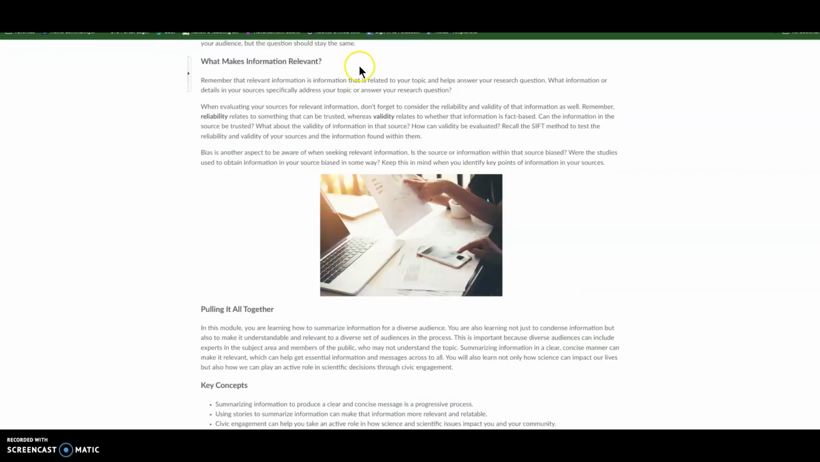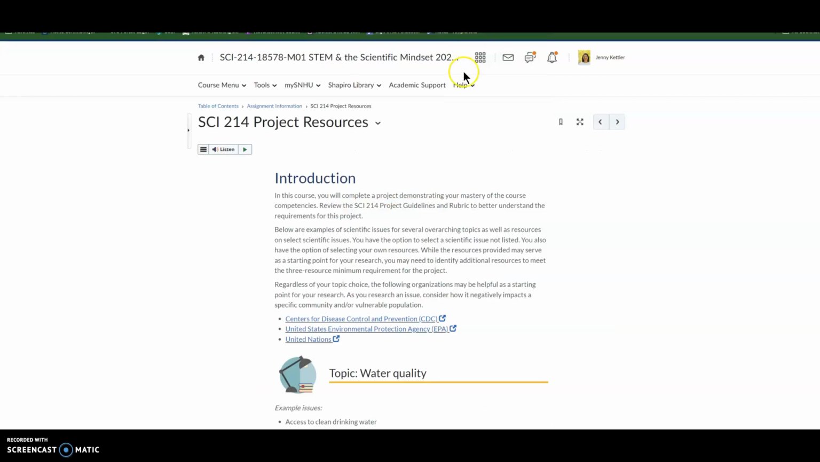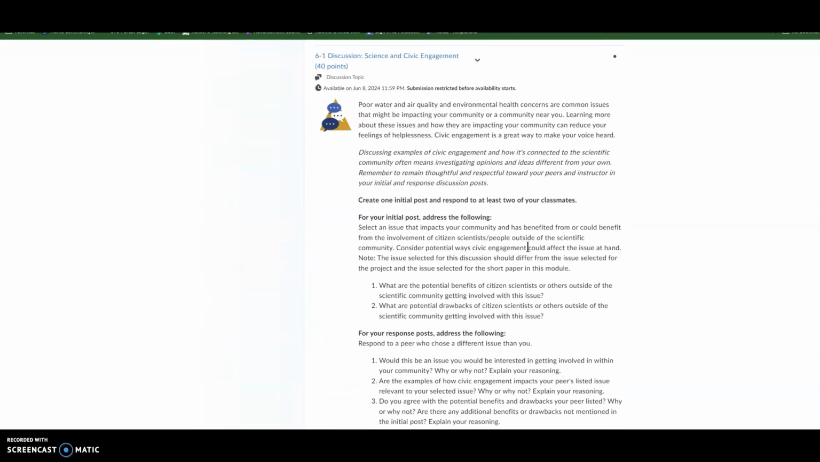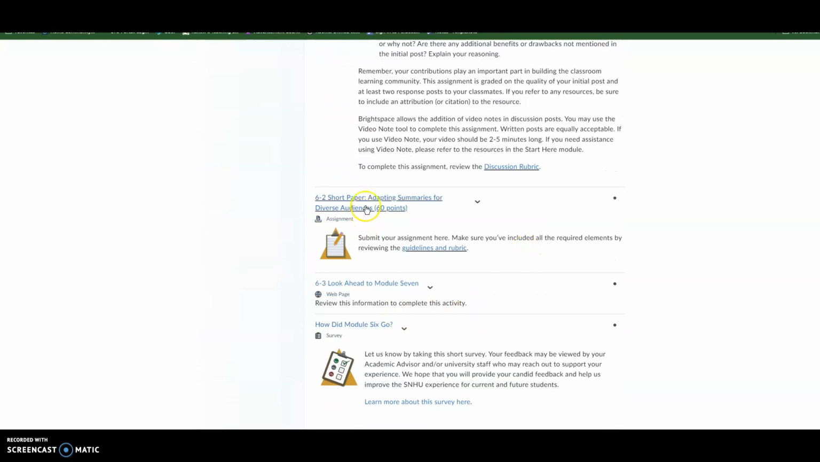Sorry, I lost my page here. Where did it go? So if we go back to the guidelines, there we go.